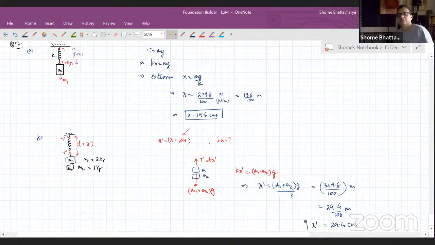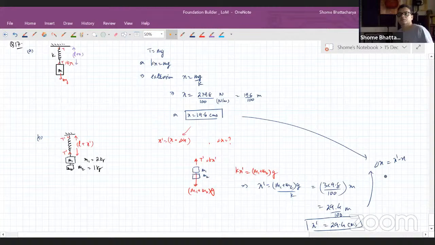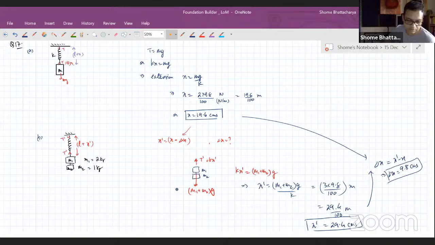So our new extension is this much. Comparing this and this, you can see that it has further elongated by this much, or 9.8 centimeters. So by attaching the 1 kg block, we have got a further extension, or the extension has increased by how much? 9.8 centimeters.